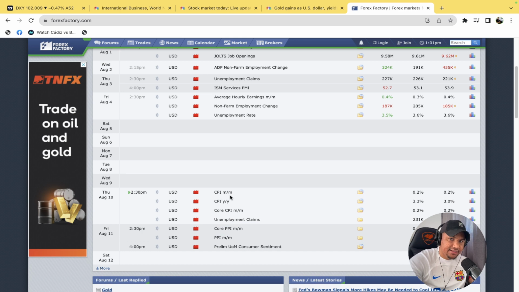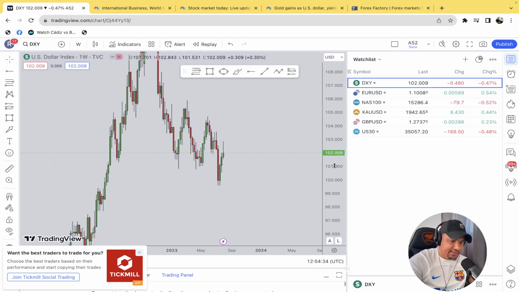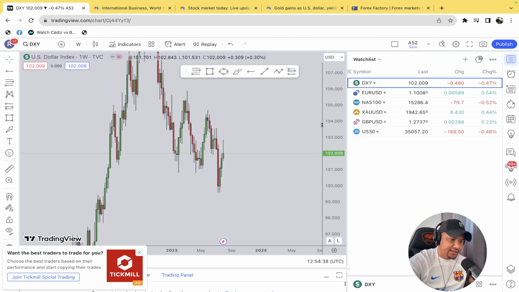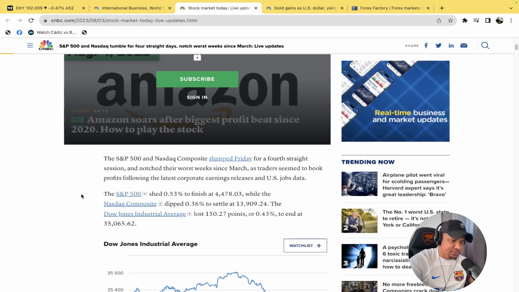It's an indicator that investors use to measure inflation in the market. Now, let's go over to the dollar index. The outlook for me on the index is going to be bearish, so that is exactly what I'm going to look for. But before we get over here, let's look at some articles from CNBC.